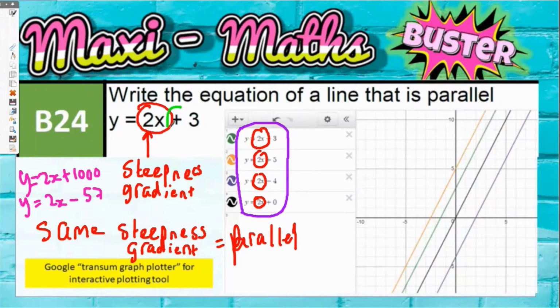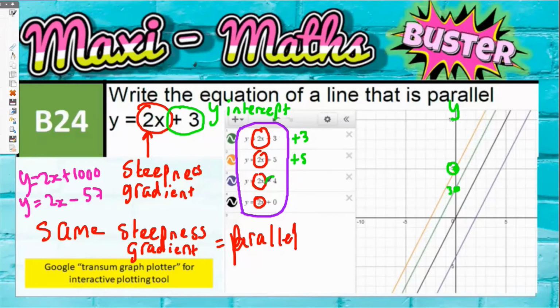The number on the end is the y-intercept. So if you look at the green one, that's got plus 3 on the end. And that means that the green one intercepts the y-axis at plus 3. Remember, the y-axis is the vertical axis. The orange one has got plus 5 on the end, so that's why that one intercepts at plus 5.